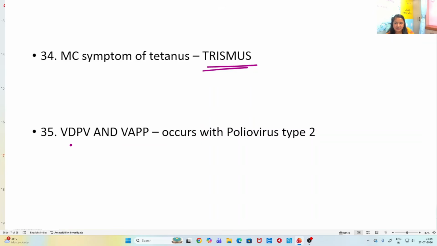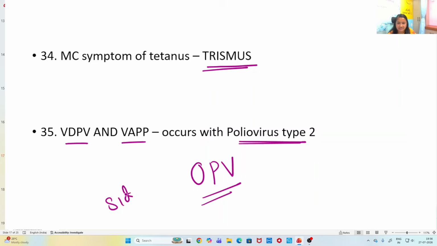Now VDPV, that is vaccine derived poliovirus, and VAPP, vaccine associated paralytic poliomyelitis, these occur due to poliovirus type 2. Okay, VDPV and VAPP, and these are usually side effects or serious side effects of the oral polio vaccine, and these do not occur with injectable polio vaccine.